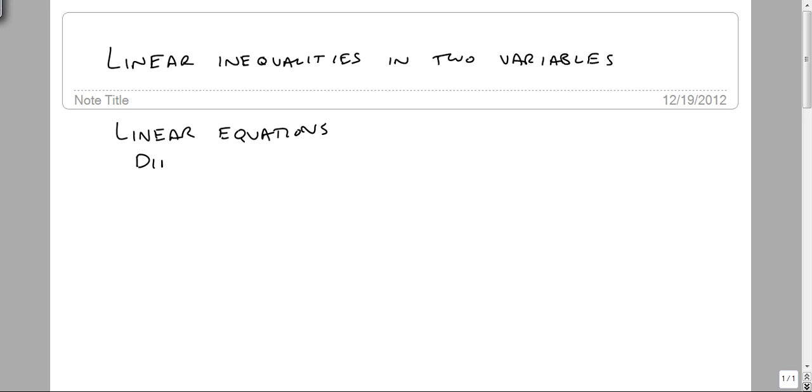So the first difference is that our line is either going to be dashed or solid. If the original equation has a greater than or a less than, it's dashed. If it has a greater than or equal or a less than or equal, it's solid. And so it's real easy to remember. If it's got a solid line underneath it, then it's solid. If it doesn't, then it's dashed.